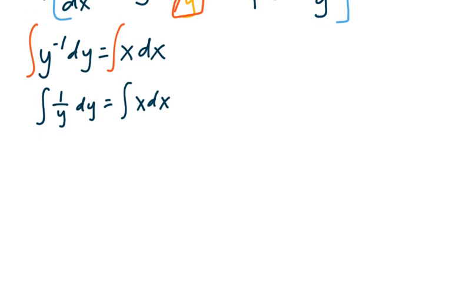But, do you remember, what's the antiderivative of 1 over y? Did you guess it? Good for you. That's our formula: the ln, natural log, of the absolute value of y equals, okay, on the right side, the antiderivative of x is just 1/2 x squared, and I'll put my constant c there.